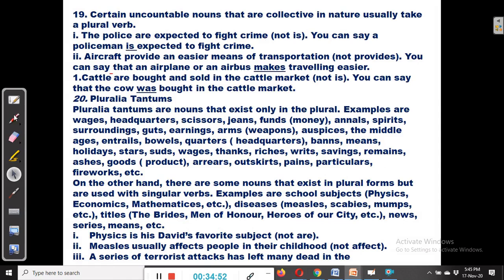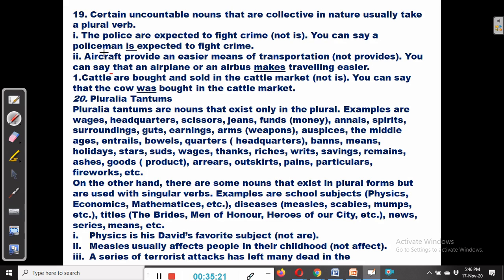Number 19, certain uncountable nouns that are collective in nature usually take a plural verb. Example: the police are expected to fight crime, not is. See, the police refers to a collective noun that must always be viewed as plural. The police are expected, but you can say a policeman is expected.